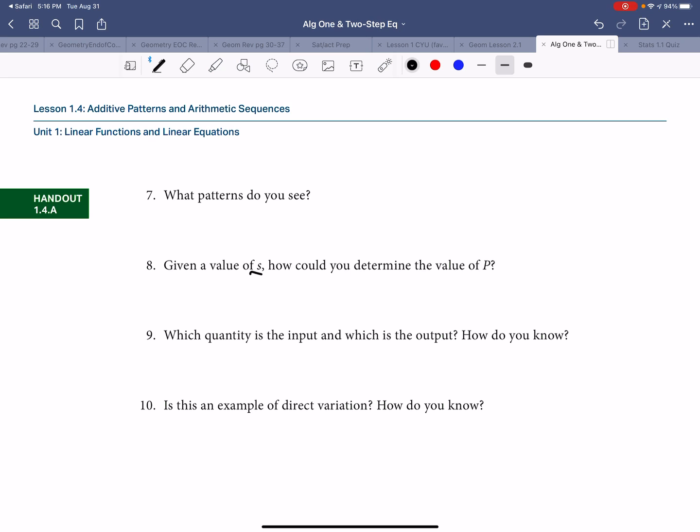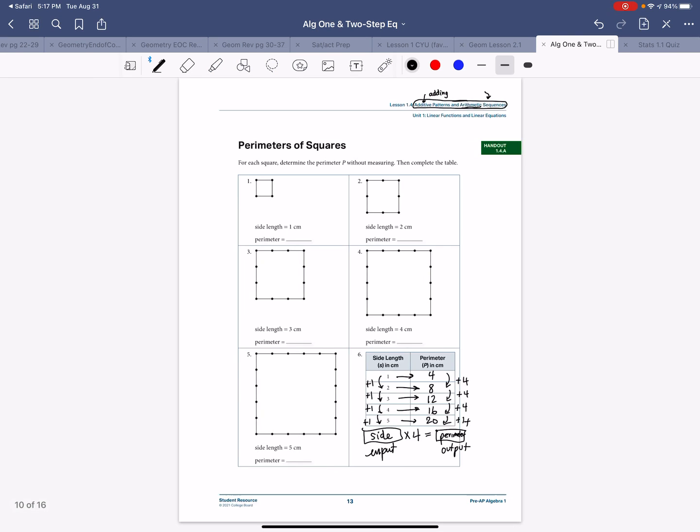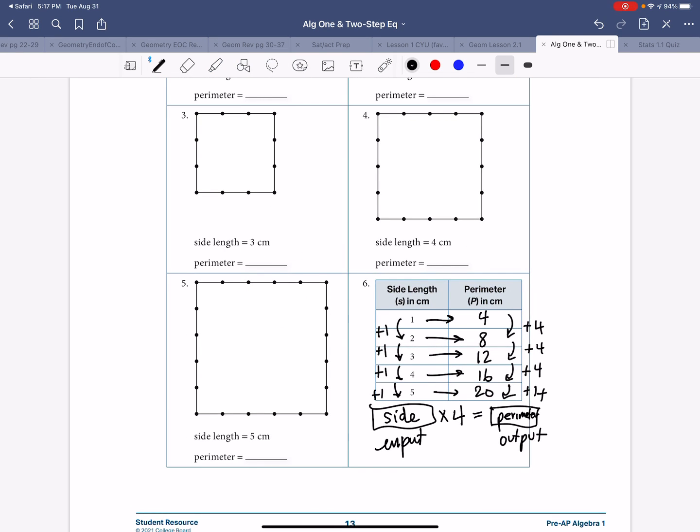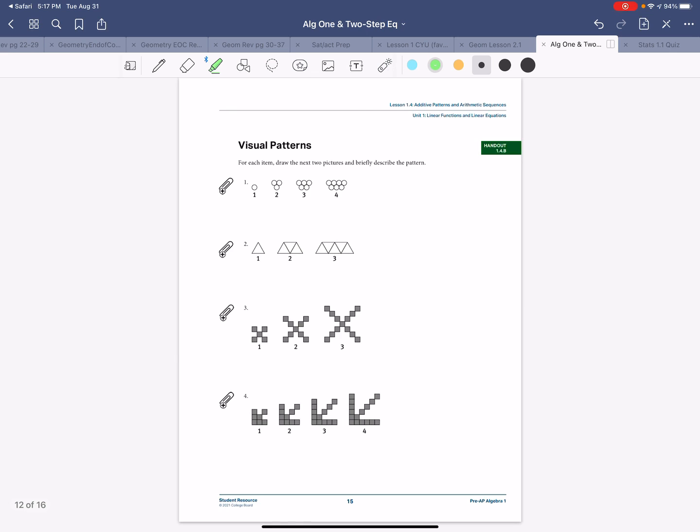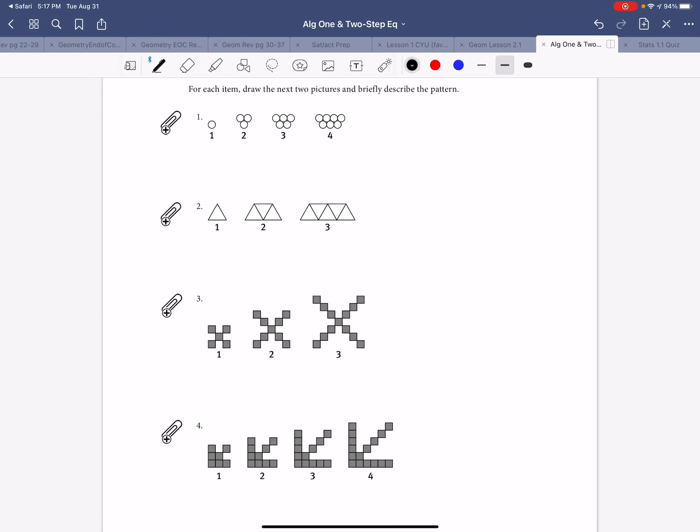So this is like, what is the value of S to determine P? So this is the S. We take S and we multiply by 4 and we get P. If we want to, instead of using the whole word side, we use just the letter S. All right? Makes sense?